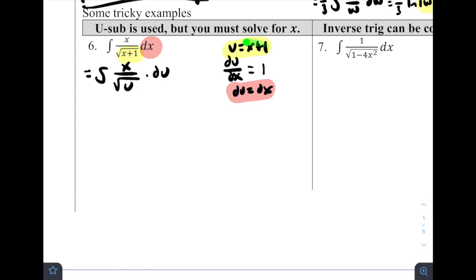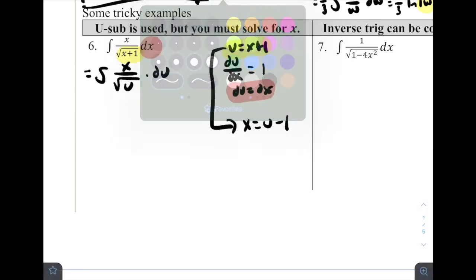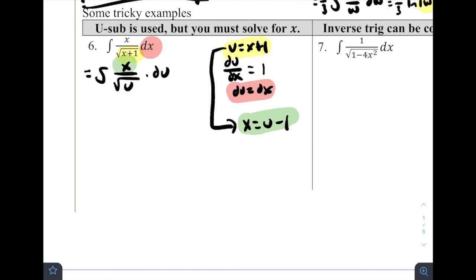So what I'm going to do is go to this function here that I've got, and I'm going to just solve it for x. So if I do that, I'm going to subtract 1 to the other side. That means that x is equal to u minus 1. And then I can take that and substitute in for the x that's right here. And then everything will be in terms of u. So this is the integral of u minus 1 over the square root of u du.